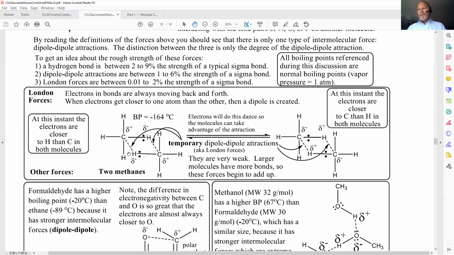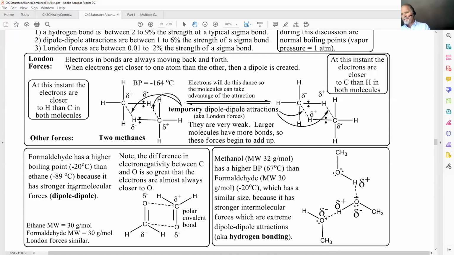So when I switch to different intermolecular forces, I'm going to pick molecules that have a mass of roughly 30 grams per mole. So I'm going to switch to ethane in the discussion here. Ethane has a boiling point of -89, and that's a lot higher than methane, -164. Why? It's got more electrons that have temporary dipoles, so it's more London forces. -89, though, is still a very low boiling point.